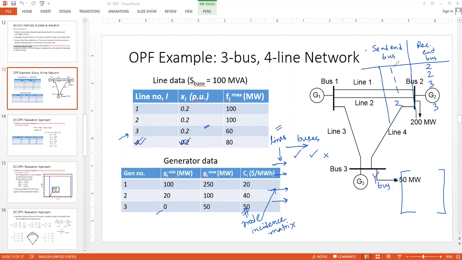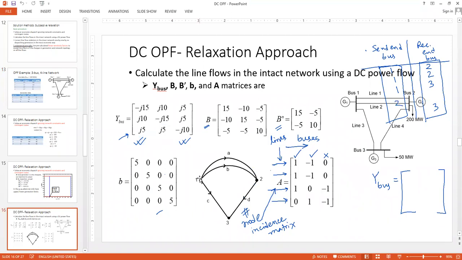The sending end buses will take the positive entries in the capital A matrix, the node incidence matrix, and the receiving end buses will take up the -1 entries. It is as if the signal is generated from node 1 and ends up at node 2. This is the transmitting end, this is the receiving end. The transmitting end gets the positive signs and the receiving end entries get the negative signs. So this is how we are going to complete this.